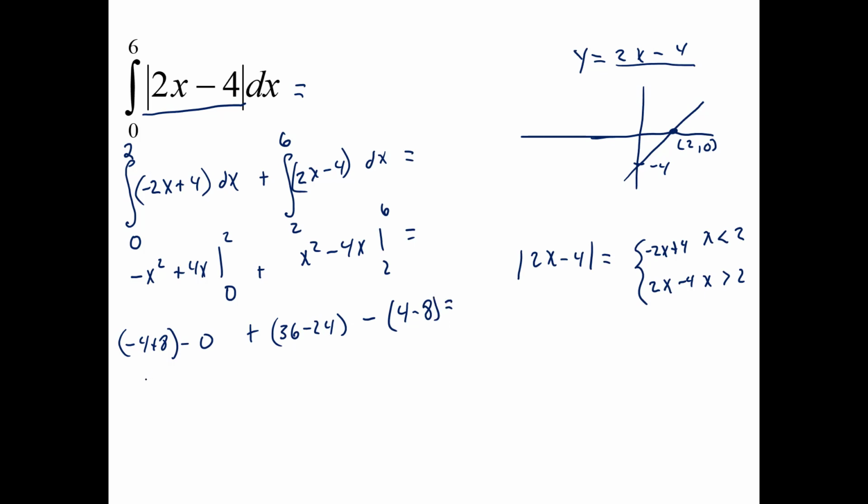Negative 4 plus 8 is 4. 36 minus 24 is, I'm sorry, 12. And then 4 minus 8 is negative 4, so minus negative 4 is the same thing as plus 4. 16. And so then we get 20.